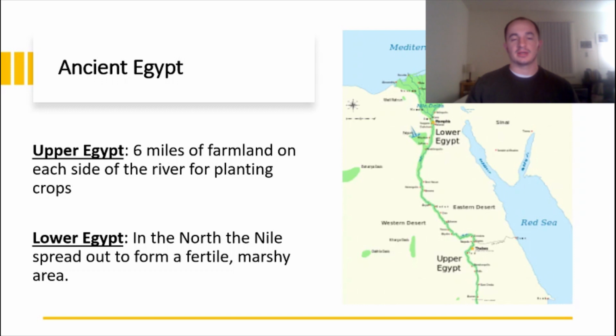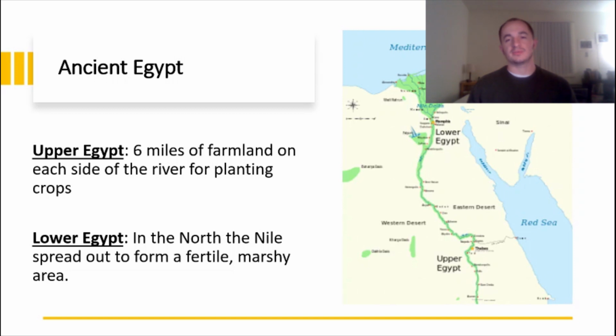So this is a lot more farmland in certain areas. In Upper Egypt, our bottom half, we have 6 miles of farmland on each side of the river for planting crops. It's a lot more flat, and so the Nile floods a lot more of the area, and so we get a lot of farmland down in the lower part, or the upper part. The southern part, we see a lot of farmland there.